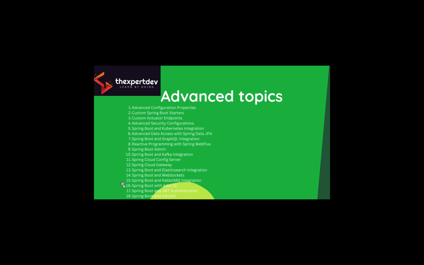Today, we are starting with advanced configuration properties. Spring Boot allows you to define and manage configuration properties in a very flexible way. You can create custom properties in application.properties or application.yaml files and access them using @Value or @ConfigurationProperties. This approach supports type-safe configurations and validation, ensuring robust property management.